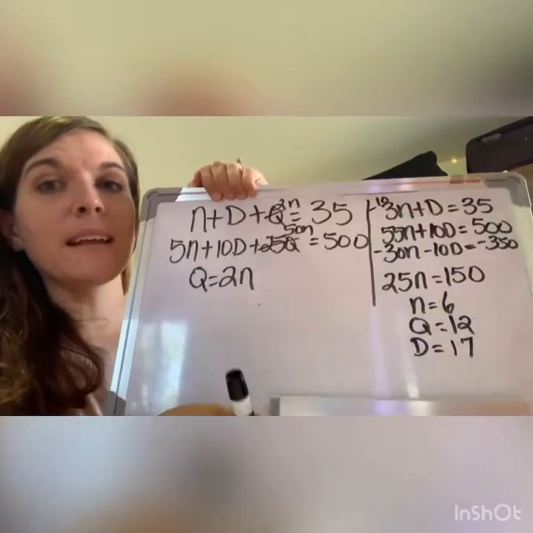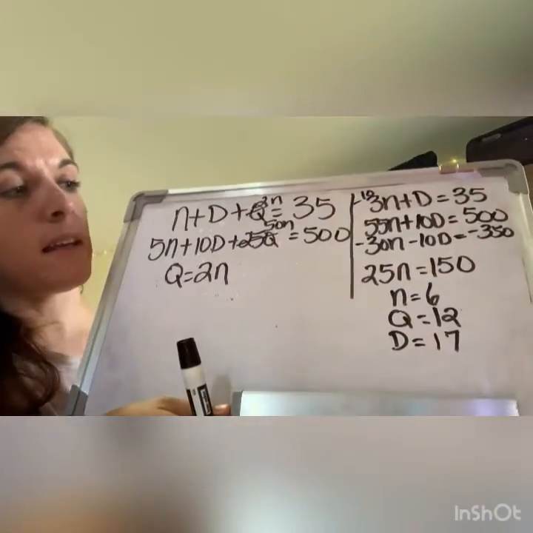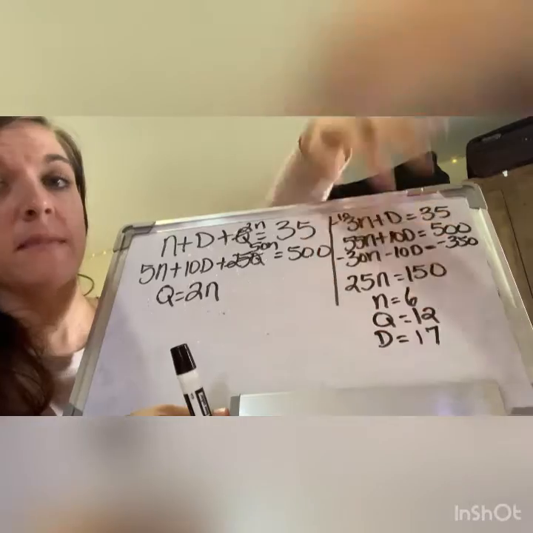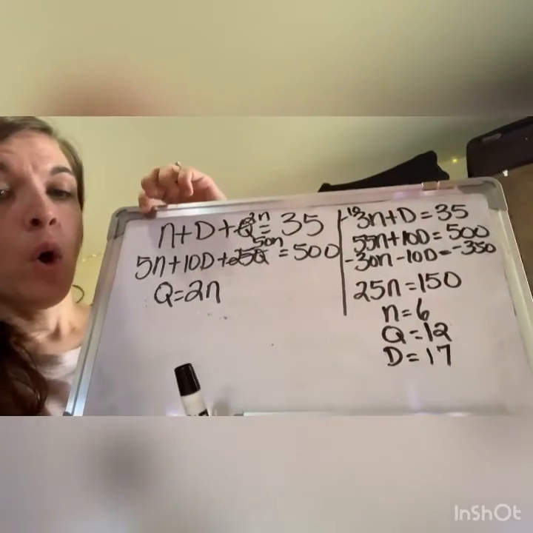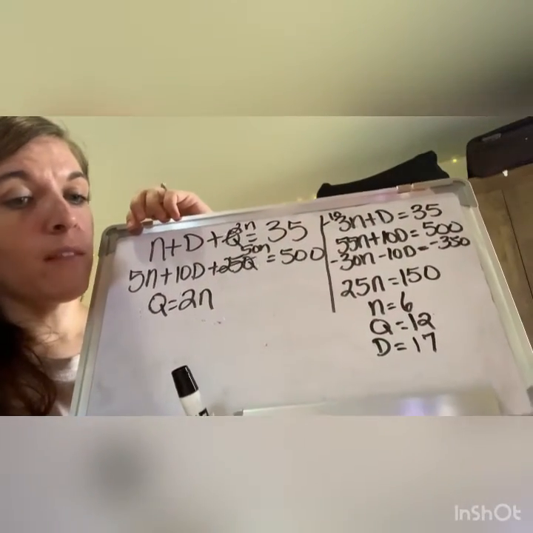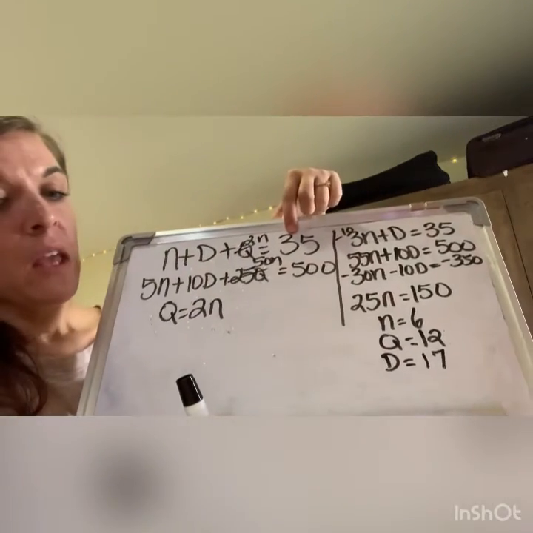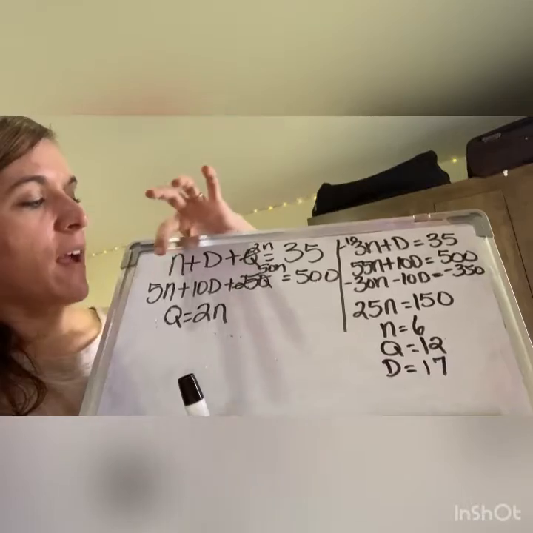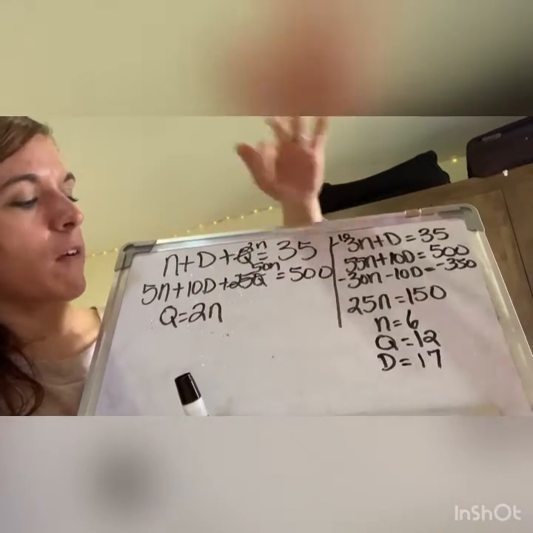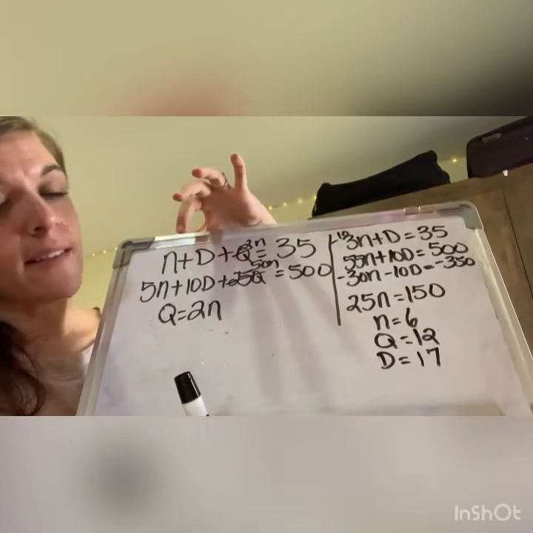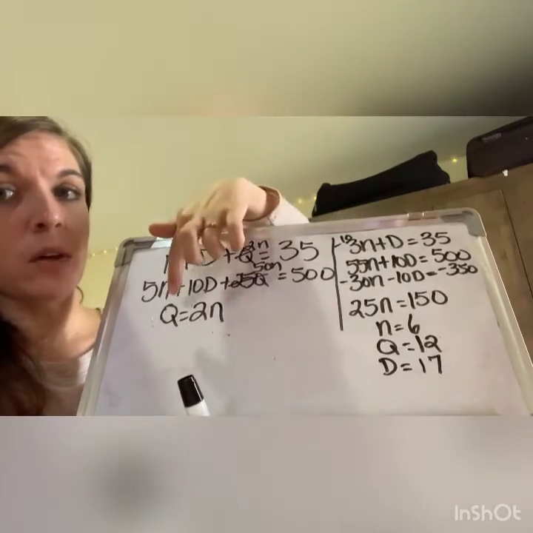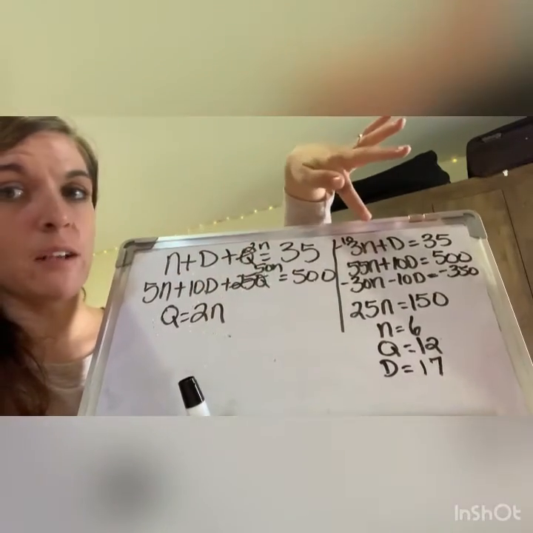Okay, guys, so for the practice, your answers are nickels is 6, quarters is 12, dimes is 17, right? How? Well, the very first one says there were 35 nickels, dimes, and quarters in all. So n plus d plus q equals 35, right? The value is $5, so it's going to be 5n plus 10d plus 25q equals 500. And then the second one says there are twice as many quarters as nickels. That means that there's more quarters than nickels, so quarters equals 2 times nickels, okay?